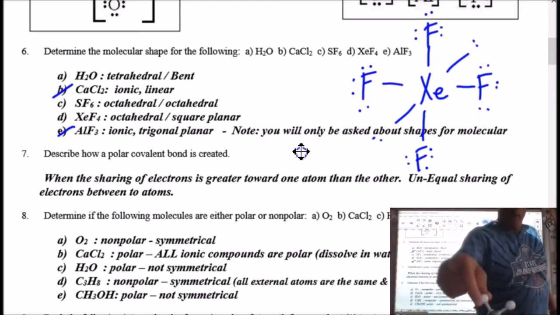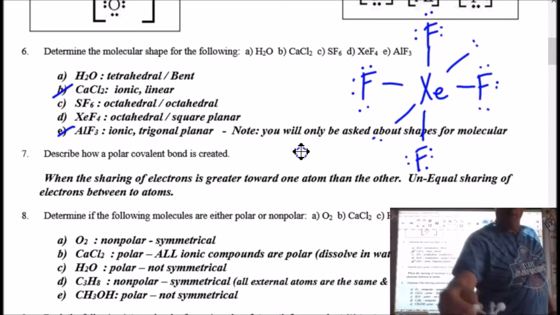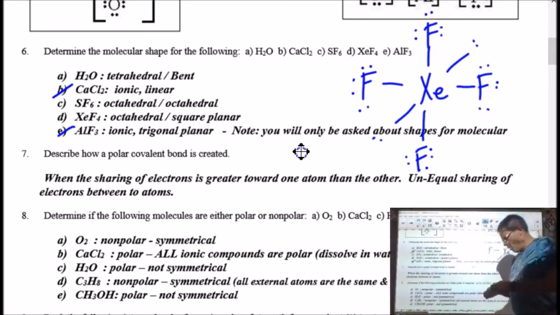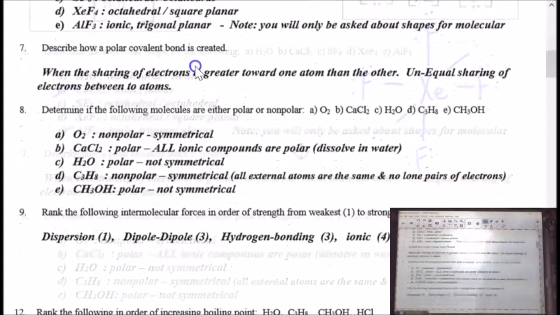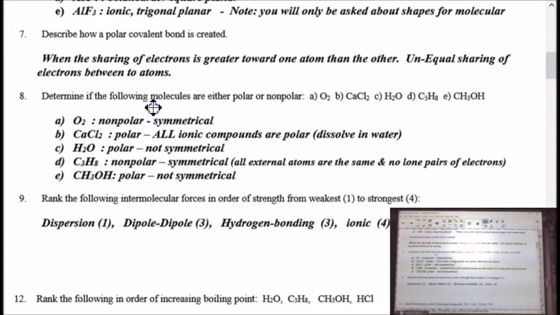Okay. What kind of shape is that? Square planar. So that is one of your exceptions to the rule where you have lone pairs and it's a nonpolar compound. Number 7. Describe how a polar covalent bond is created.